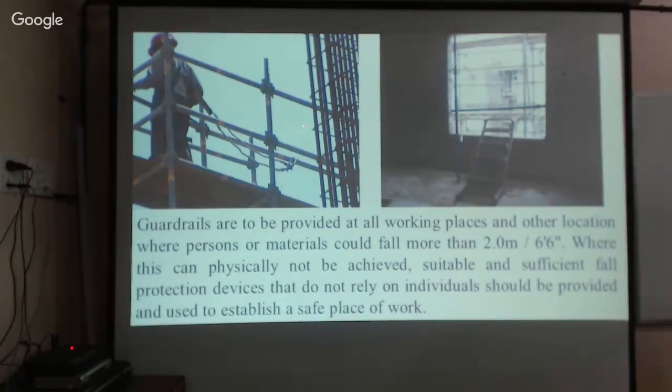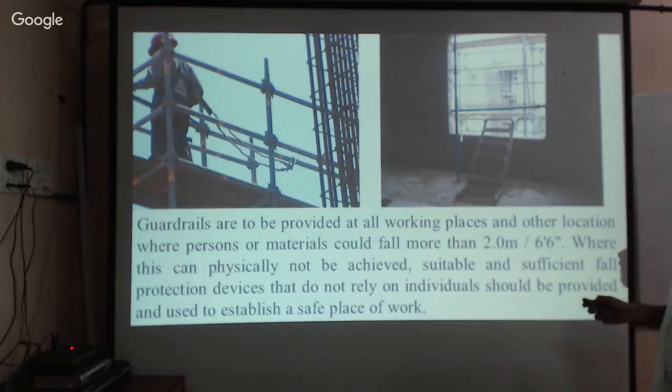Then guardrails. Wherever you go, when you see unprotected slabs or unprotected shafts, we need to provide a guard. The guard may be made out of anything, but it should be strong enough to resist the weight of the persons working on that side. Now these are the guardrails, isn't it?